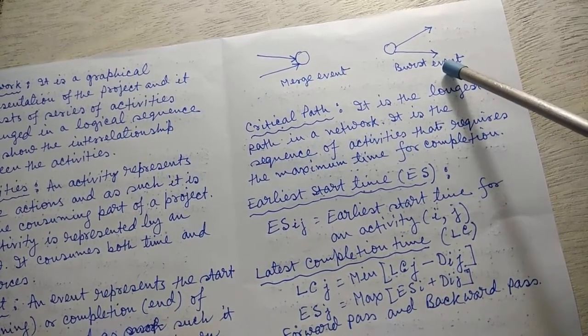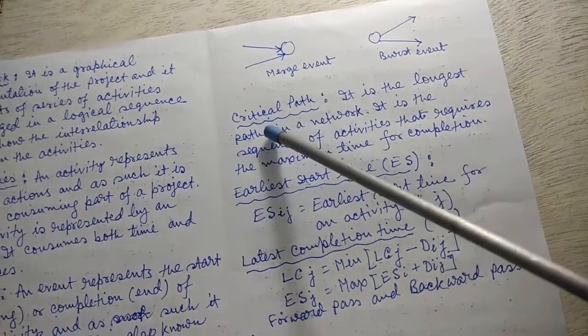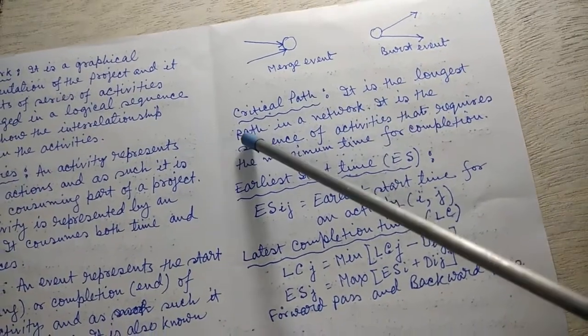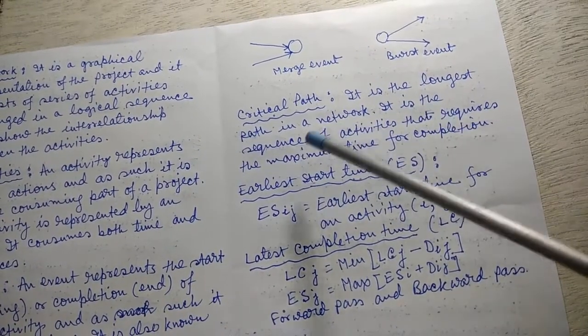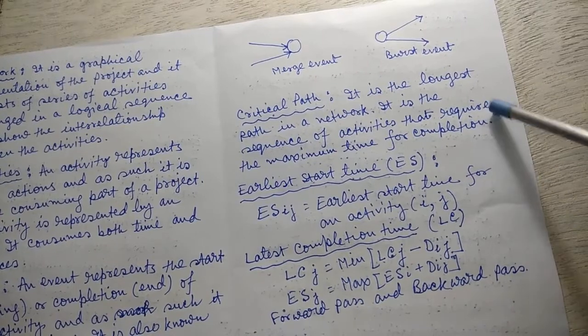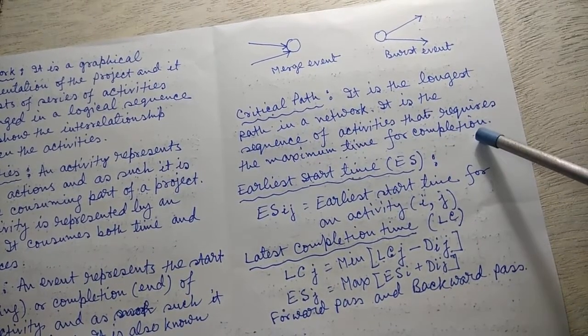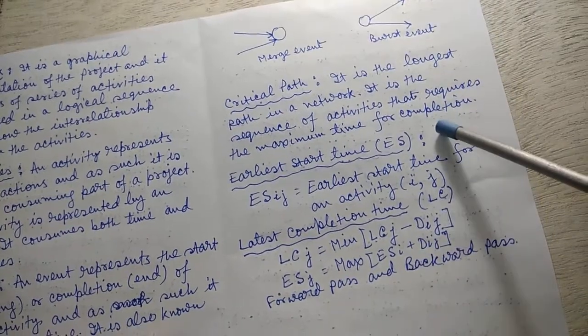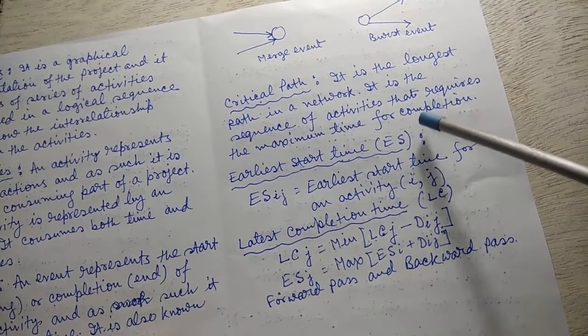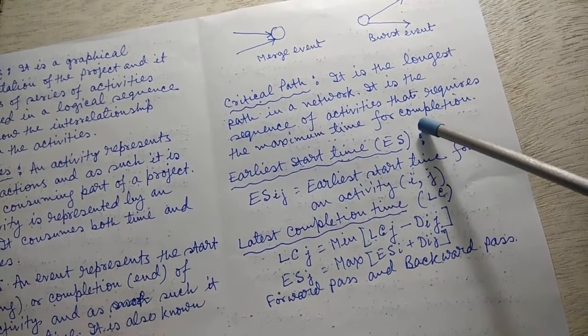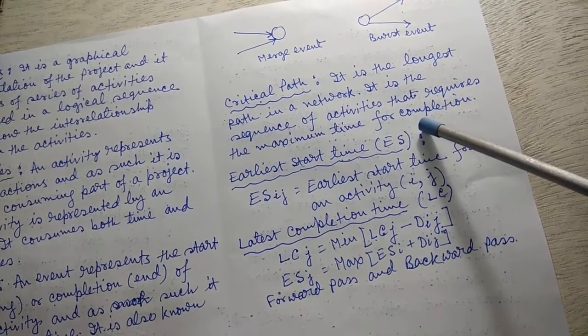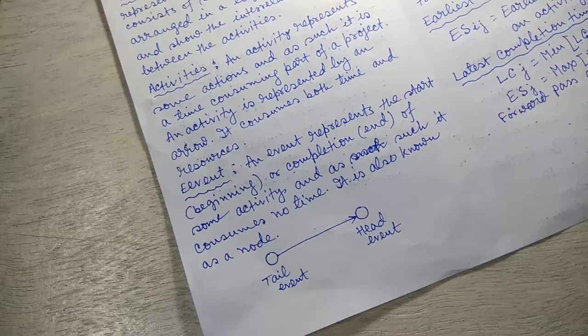Now, what is a critical path? Critical path. It is the longest path in a network. It is the sequence of activities that requires the maximum time for completion. So, what is a critical path? Critical path is the sequence of activities that requires maximum time for completion.